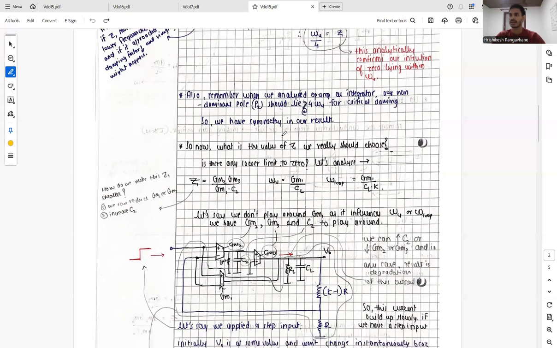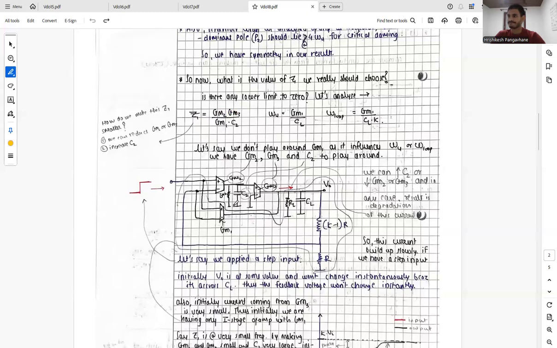Let's analyze. So we know the 0 is occurring at gm2 gm3 divided by gm1 times c2. If we want this 0 to shift towards the left hand side, or to lower frequencies, we can play with these factors. We can reduce these, or we can increase c2, but we cannot play with gm1, as it influences omega u or omega loop. So we have gm2, gm3 and c2 to play around, and we know the value of omega u is gm1 by cl. Thus omega loop is gm1 by cl times k.